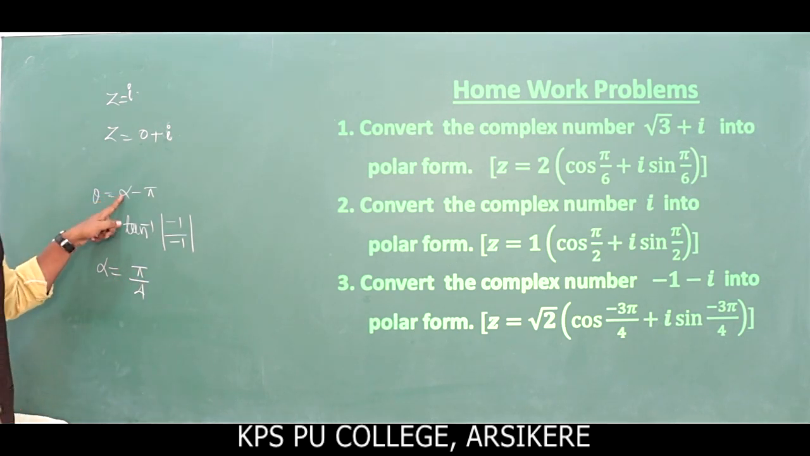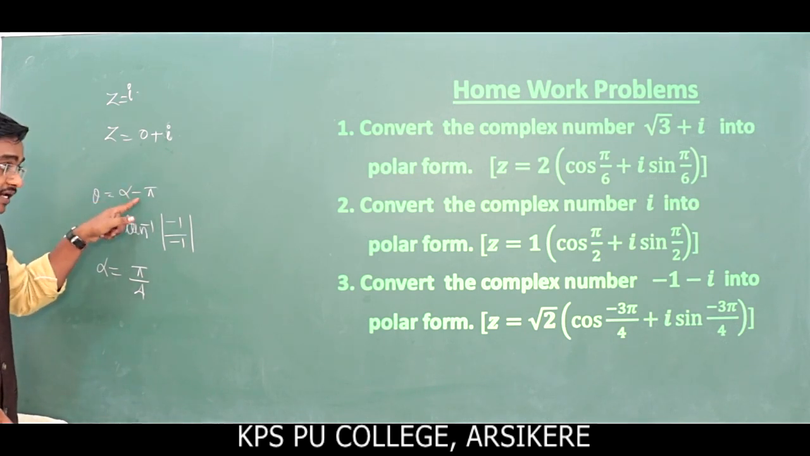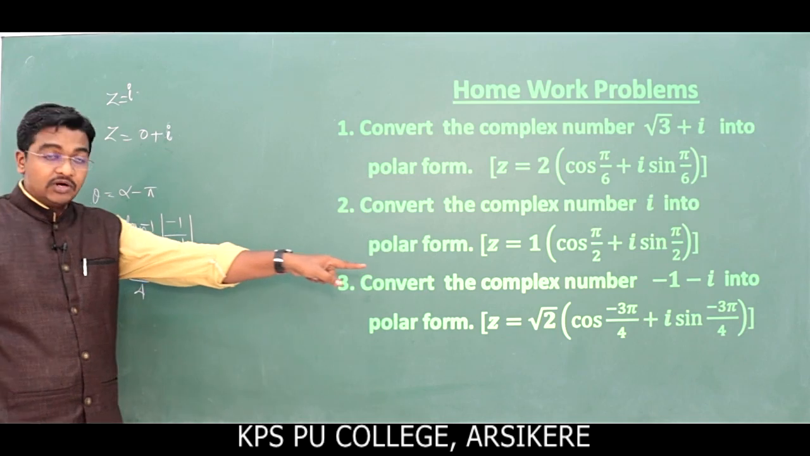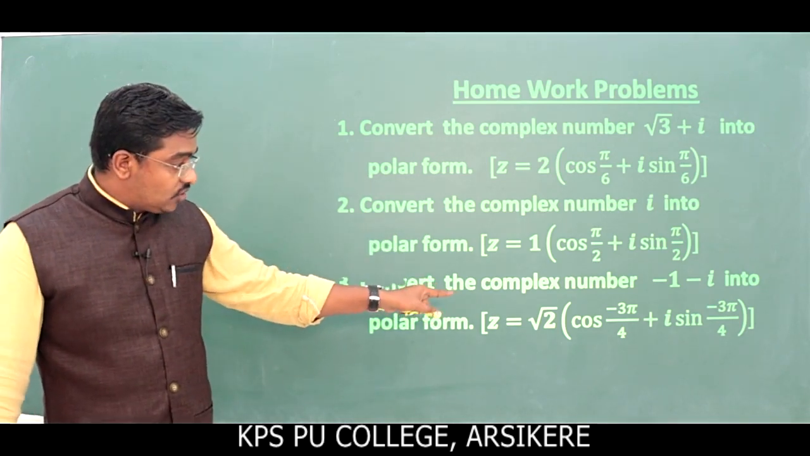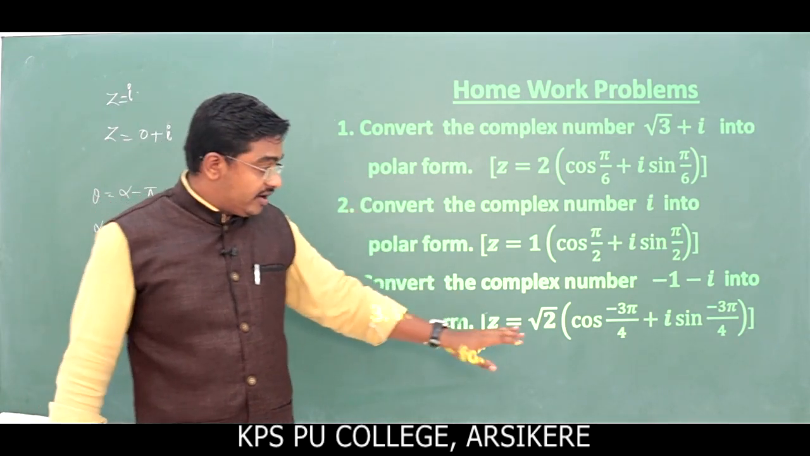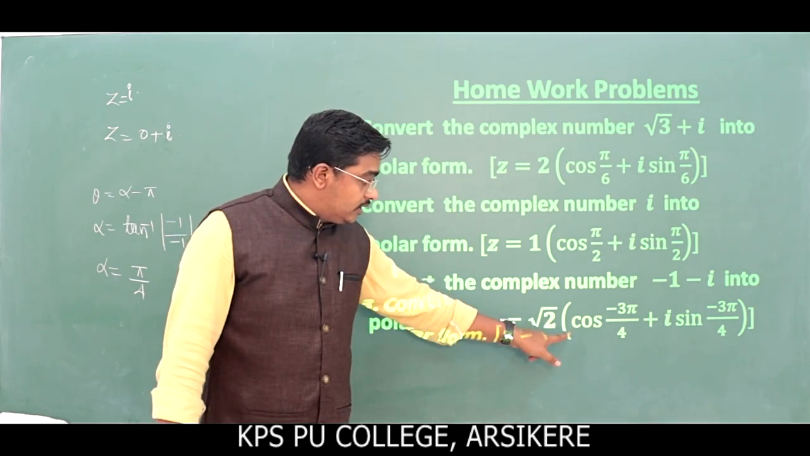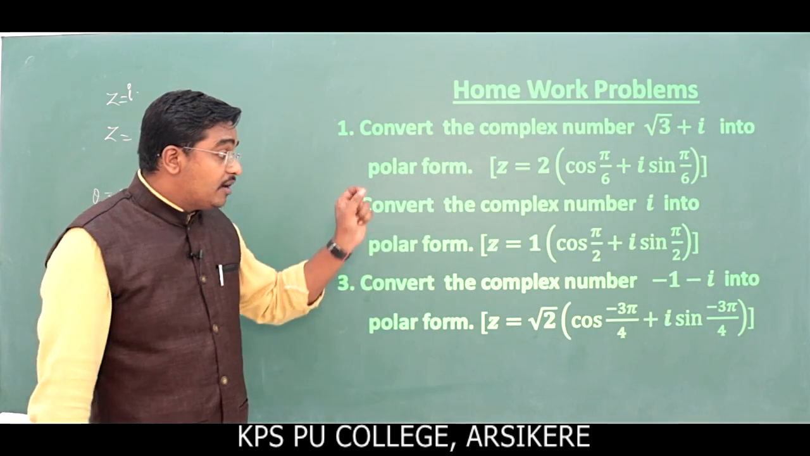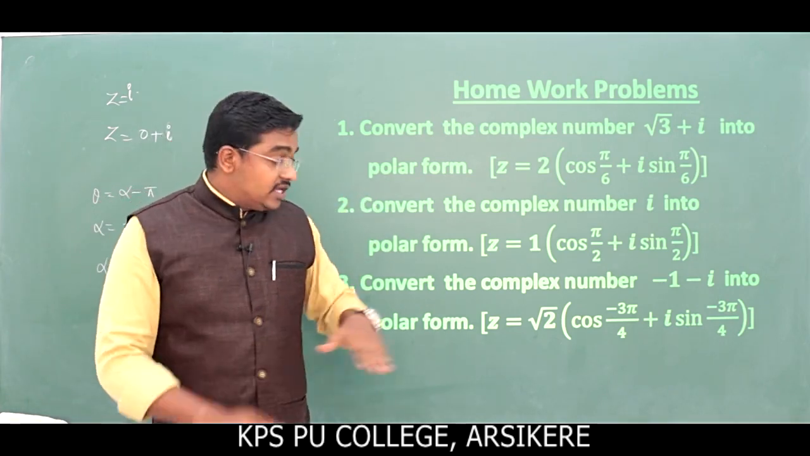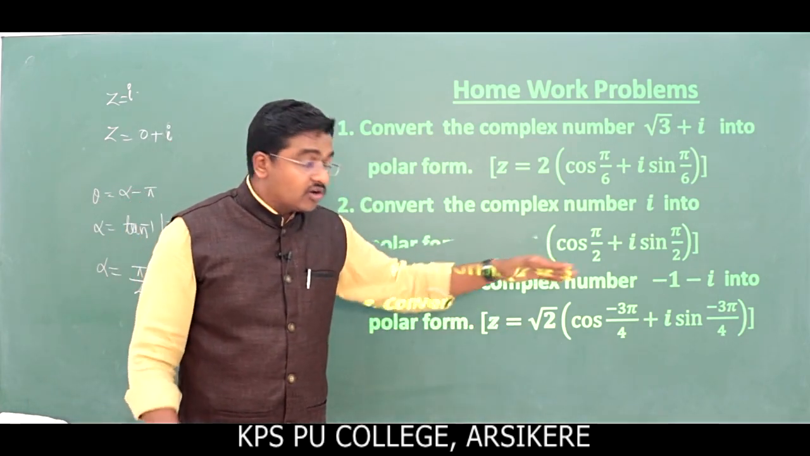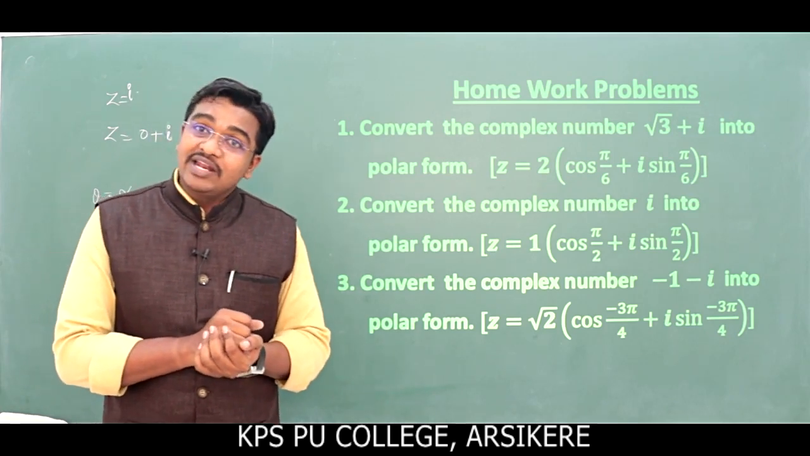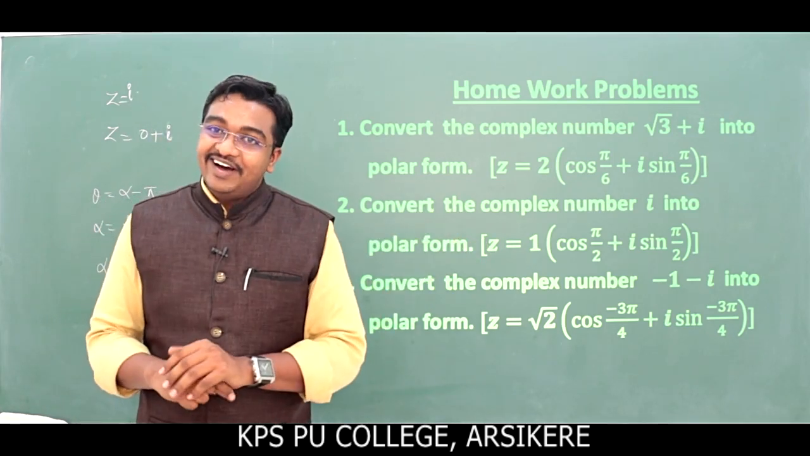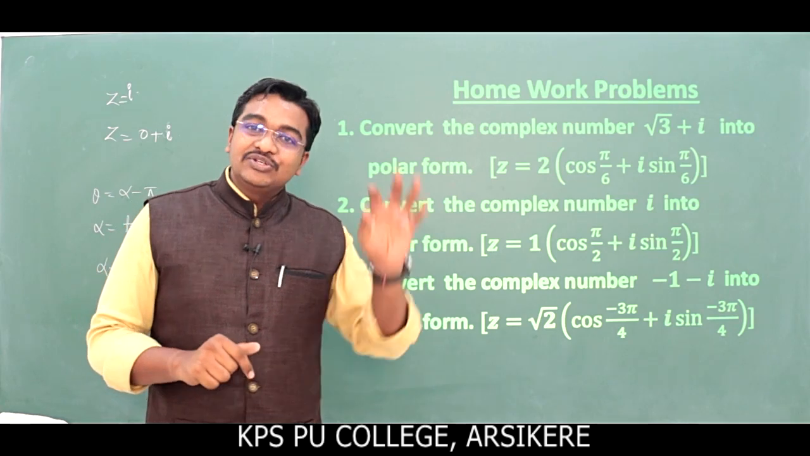When you substitute pi by 4 minus pi, after simplification we are left with minus 3 pi by 4. That is what we obtain as theta. Z is equal to √2, which is the r value here, √2 times cos of minus 3 pi by 4 plus i times sin of minus 3 pi by 4. This is the polar form of the given complex number z equal to -1 minus i. Understood, children? So this is the case.